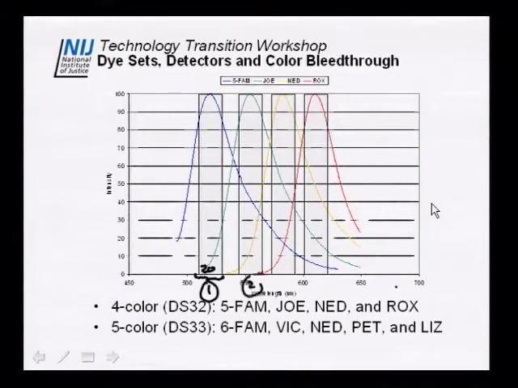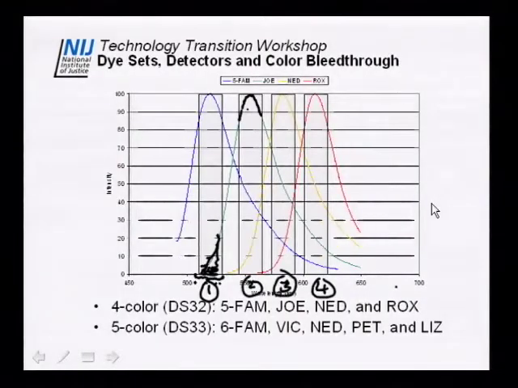Detector number 2 would be designed with a bandpass of wavelength to detect green. Detector number 3 would be for yellow, and detector number 4 would be designed for red. And for this specific example, GeneBench has 5 detectors, so it also can detect the orange, which is the lizamine signal that's out here by the 650 nanometer wavelength.